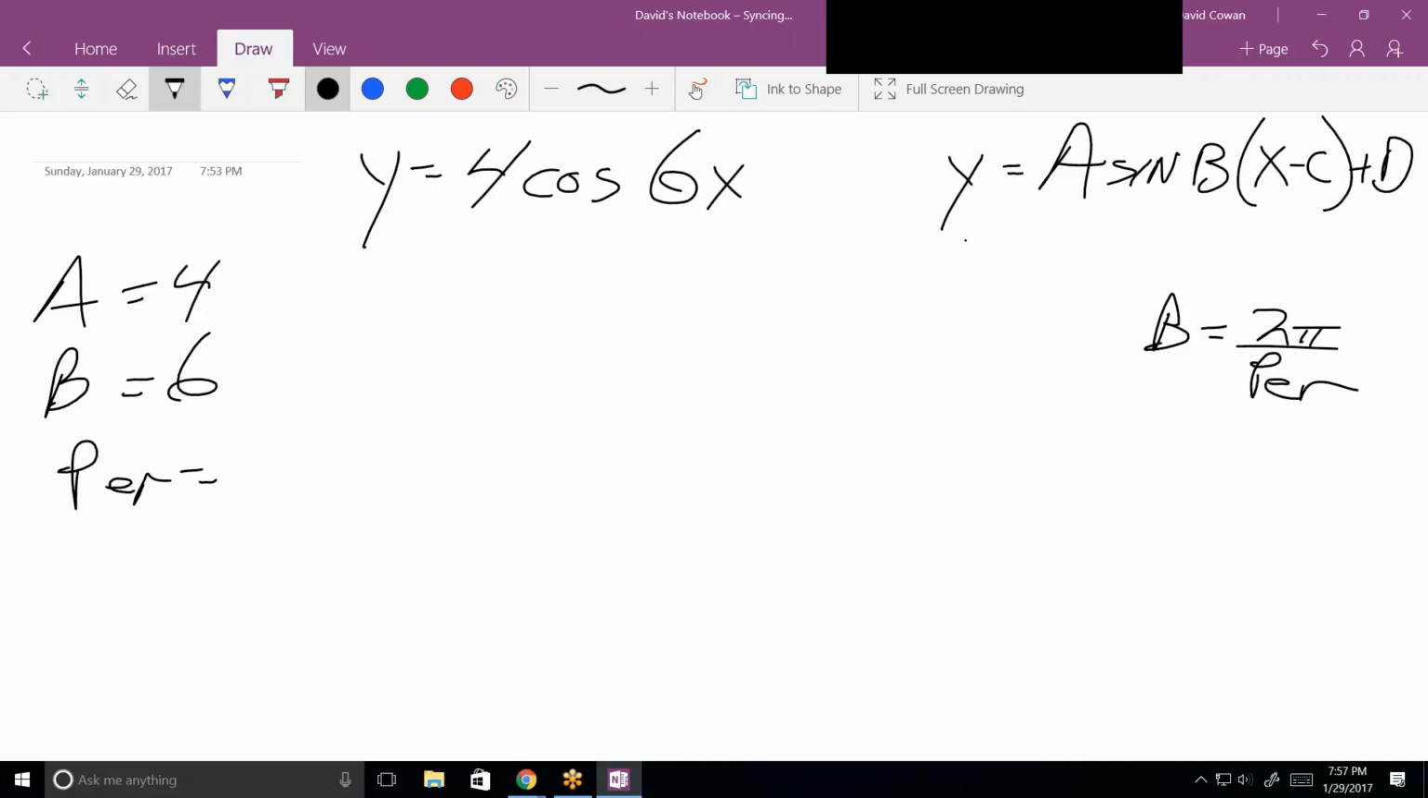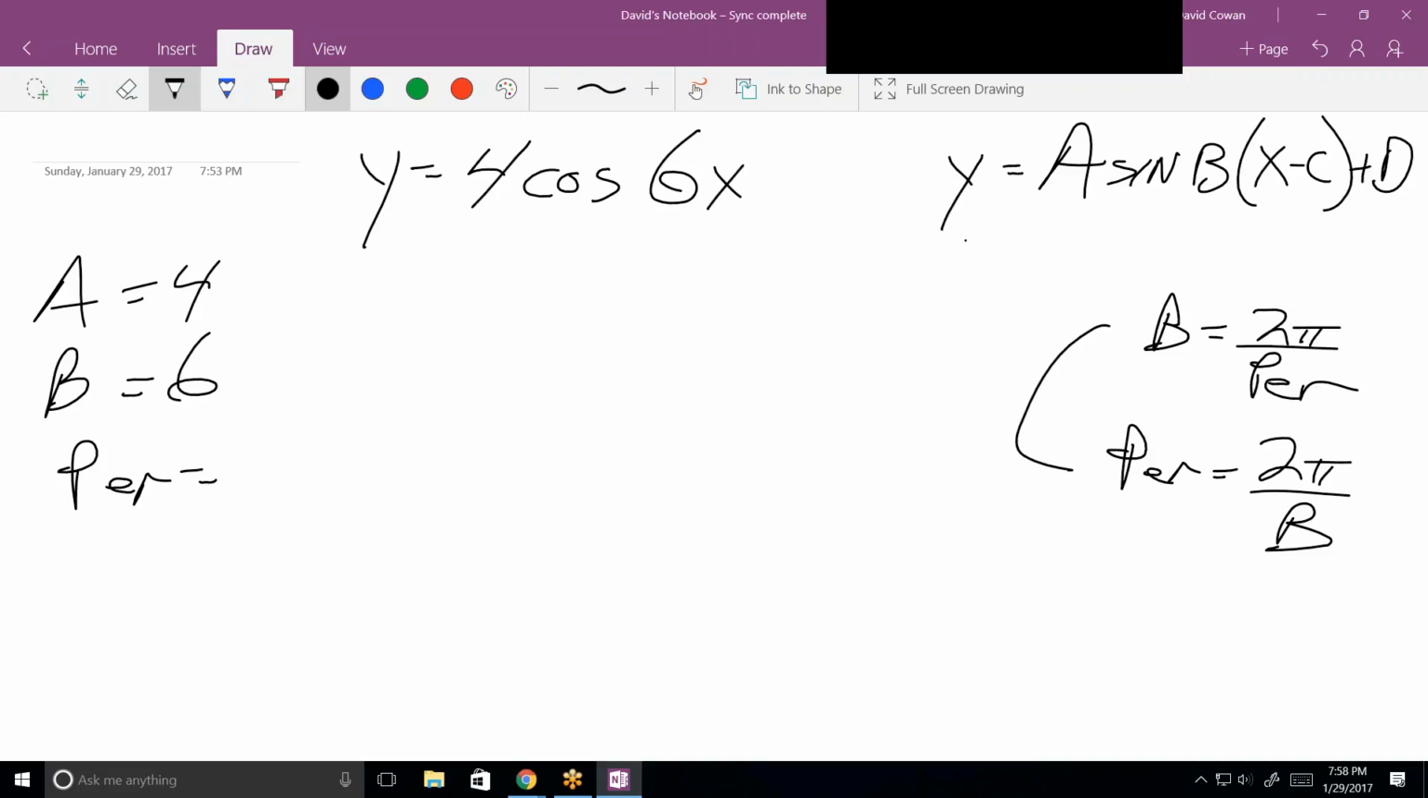It's one thing in the formula for B, shouldn't it be the period equal 2 pi over B? That's the same thing. Algebraically manipulate that and you get that. In other words, these two are equivalent to one another. If B is equal to 2 pi over the period, then the period is equal to 2 pi over B, if you multiply both sides by period and divide both sides by B. Okay? So both of those are the same.